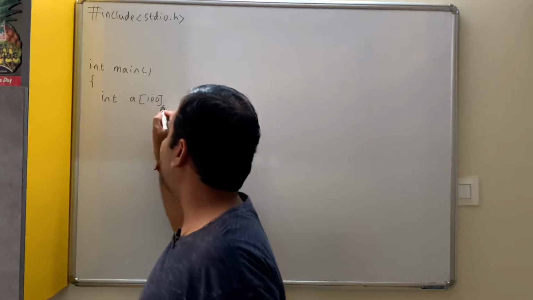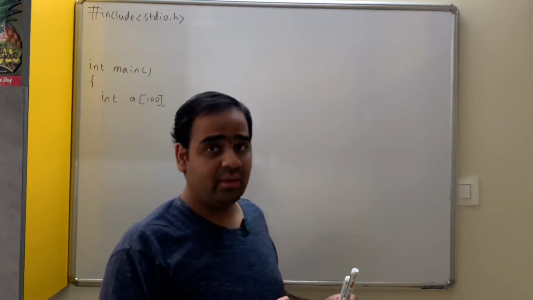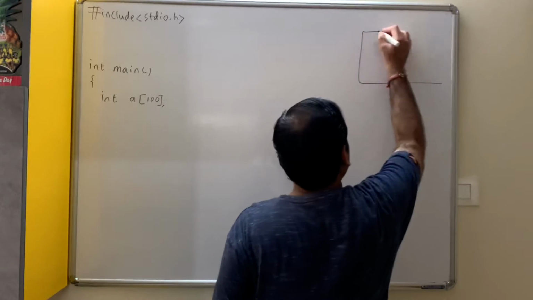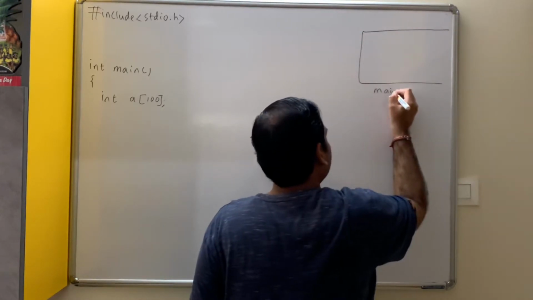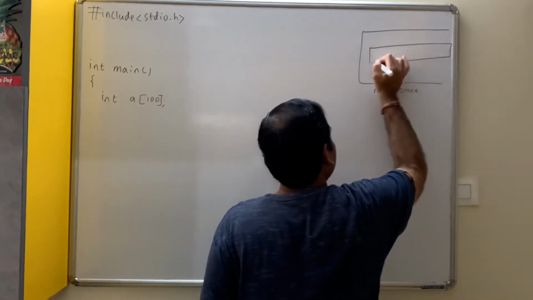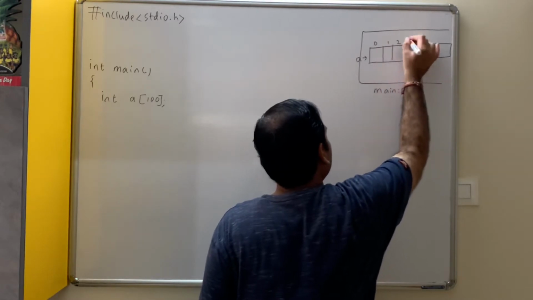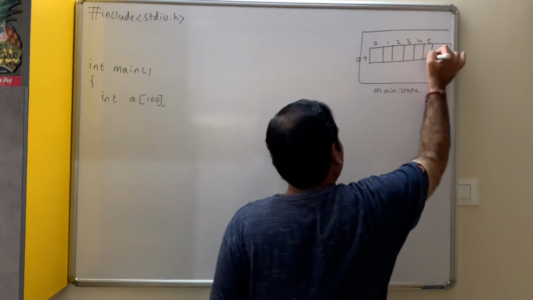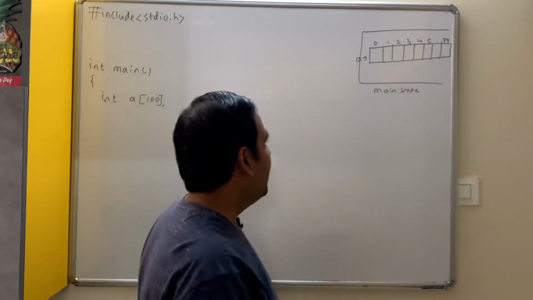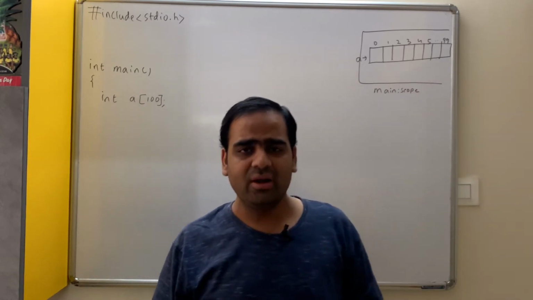Now whenever I declare the array int a[100], what will happen? An array will be created in the main scope of the RAM. Let us assume that this is the main scope and an array is created. What is the array name? Array name is a. How many elements are there? 100 elements are there. 0, 1, 2, 3, 4, 5 and so on up to 99. 0 to 99, 100 elements are there. And do we want to store all 100 elements? No, we can store less than or equal to 100 elements.